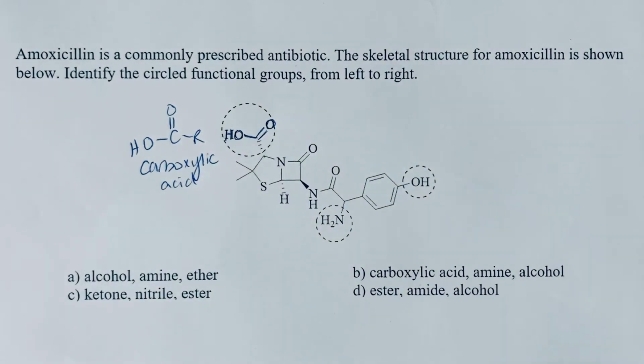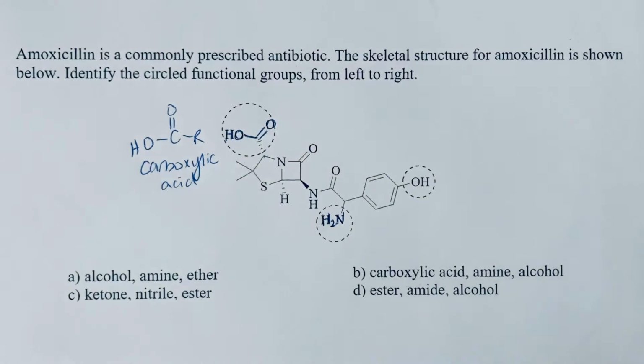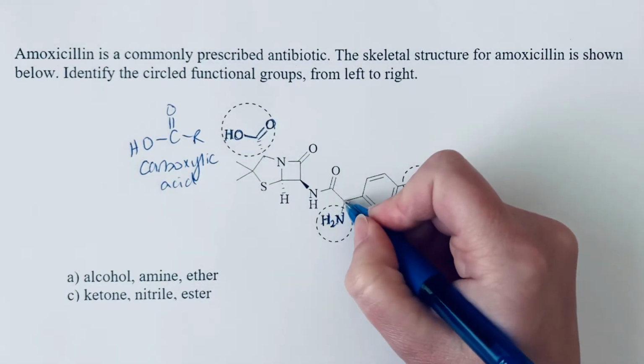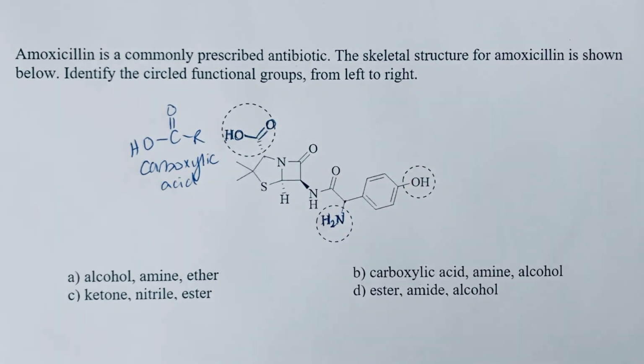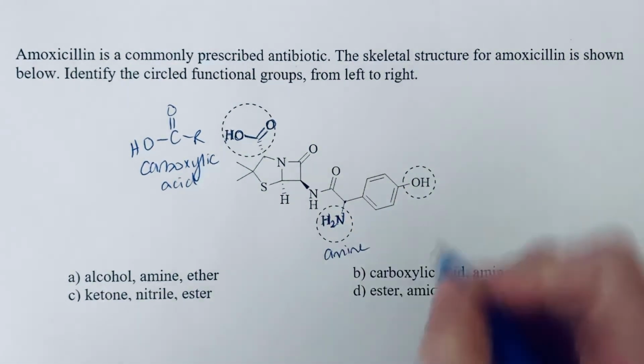And then if we look at our next circled functional group, we see NH2. So this could either be an amine or an amide. If there was a carbonyl attached to the next carbon over, so right on this carbon, it would be an amide, and there is not. So that is an amine.